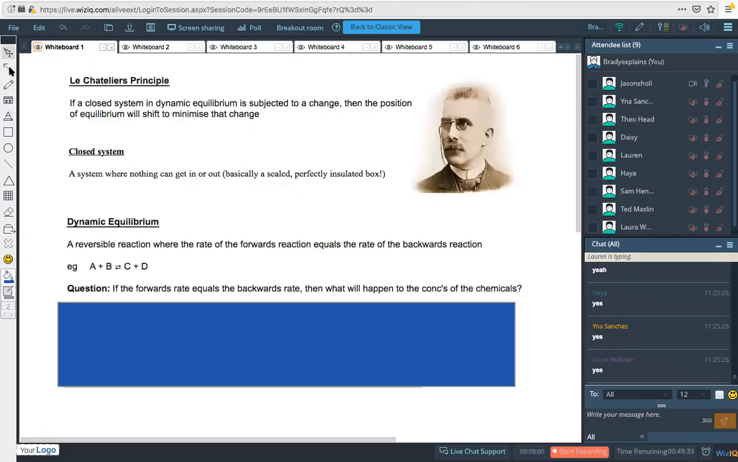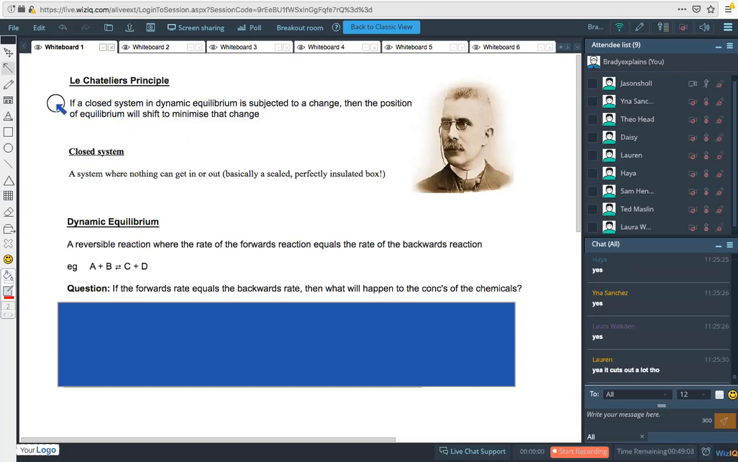Apologies. Okay, so let's go back to our Le Chatelier's principle. If you have a closed system, so basically nothing can get in and out, and it's in dynamic equilibrium, so the position of equilibrium's in the middle, then if you change the temperature or pressure or anything like that, the position of equilibrium will shift to minimize that change.